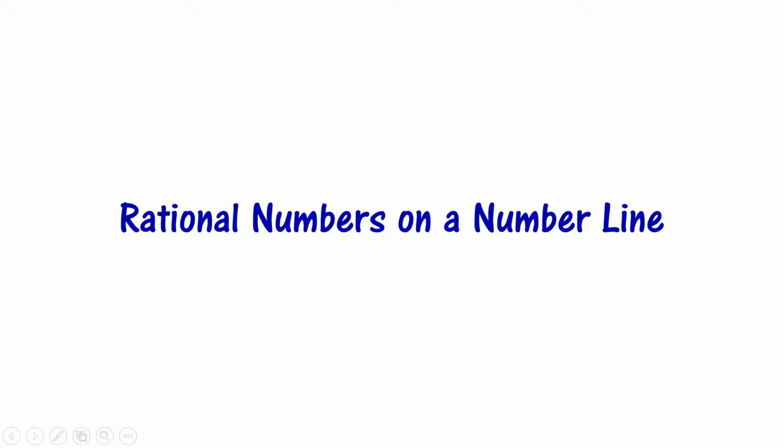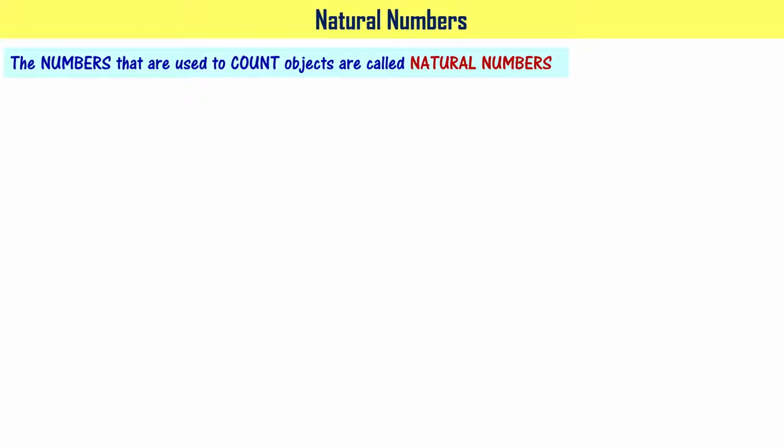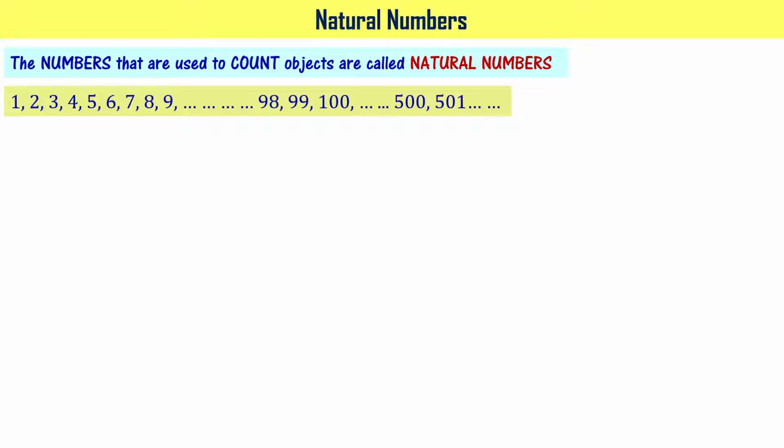Let us learn about rational numbers on a number line. Prior to that, let's quickly recall natural numbers. The numbers that are used to count objects are called natural numbers. The numbers such as 1, 2, 3, 4, 5, 6, 7, 8, 9, 10, and so on are called natural numbers. As you see here, the smallest of the natural numbers is 1, right?